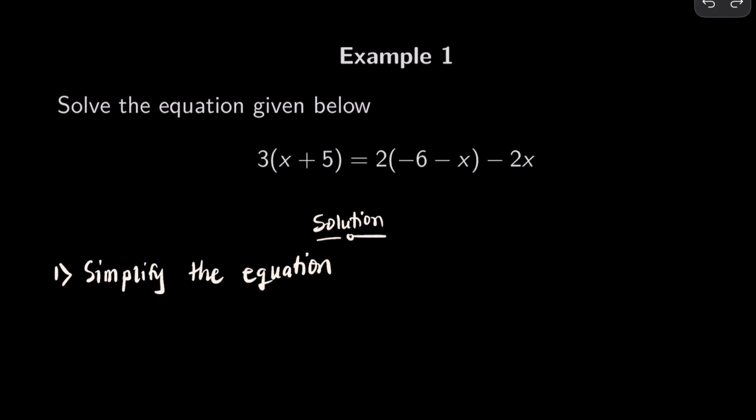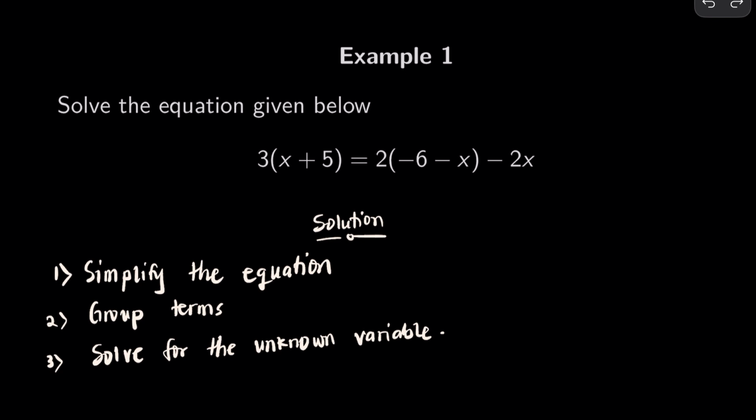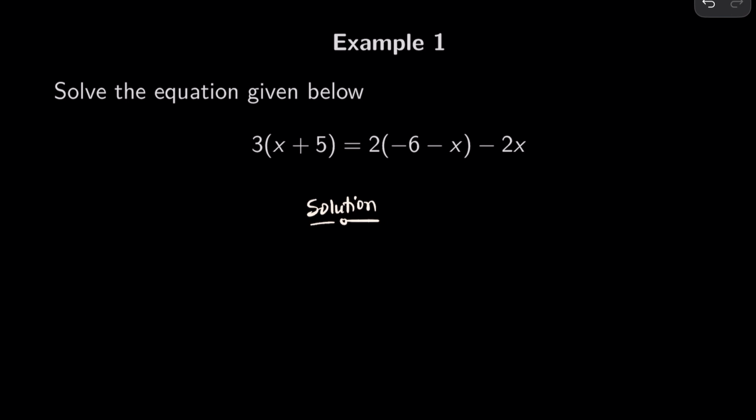The first step is to simplify the equation. The second step is to group terms. And lastly, we solve for the unknown variable, which in this case is x. We have the equation giving us 3x plus 5 is equal to 2 minus 6 minus x minus 2x, right?